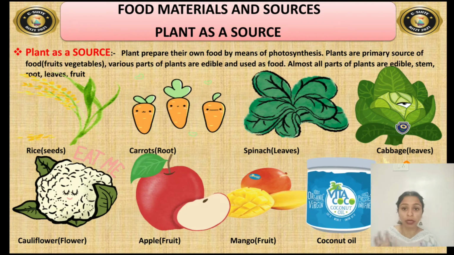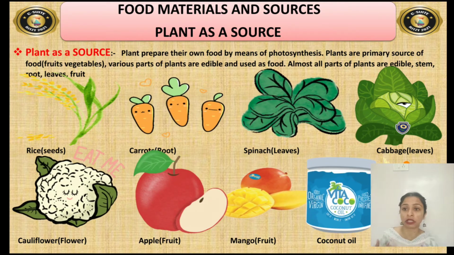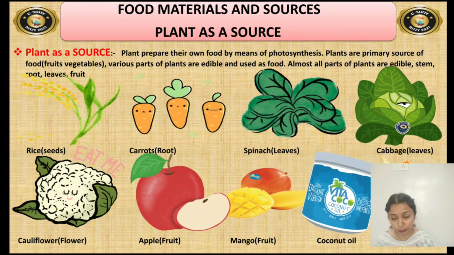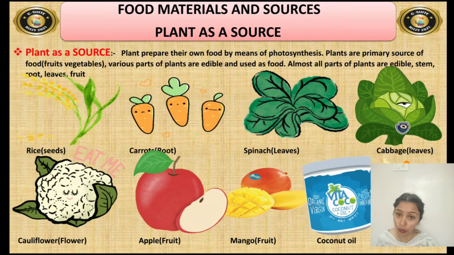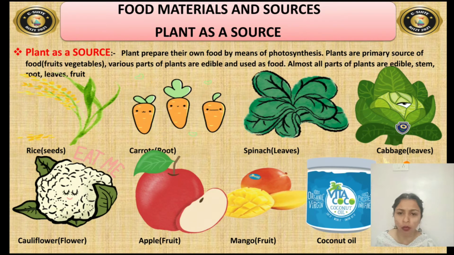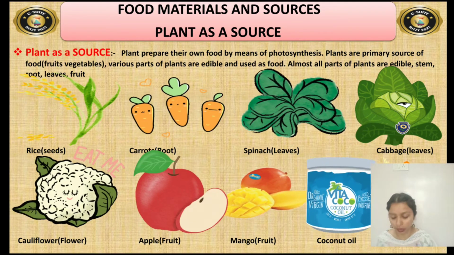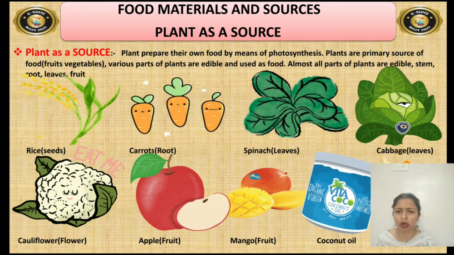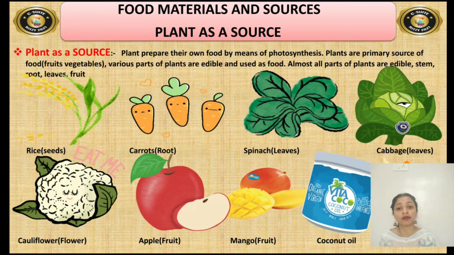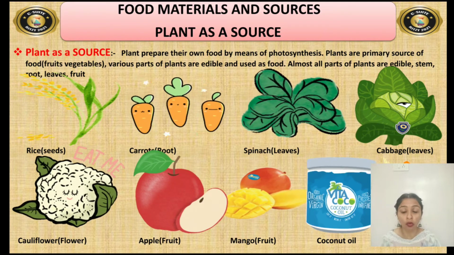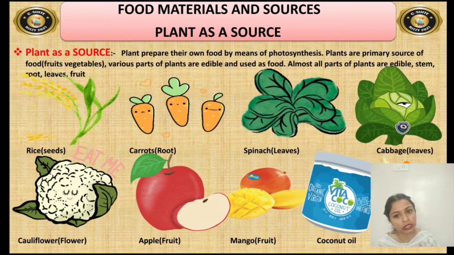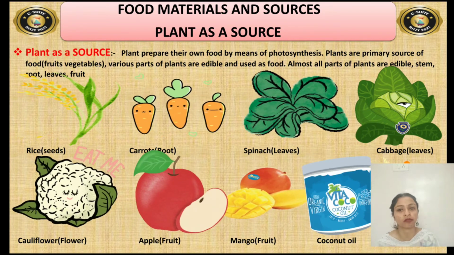Some plant fruits we eat as vegetables, like your tomato, your brinjal, your ladyfinger, your beans. Yes, we get fruit also from the plants. We know this thing. We get apple, mango, peach, orange, papaya, lots and lots of fruits from the plants. And plants also give us oils, like your coconut oil, your mustard oil, your sunflower oil, your soya bean oil. So these are the edible oils that we get from the plants.